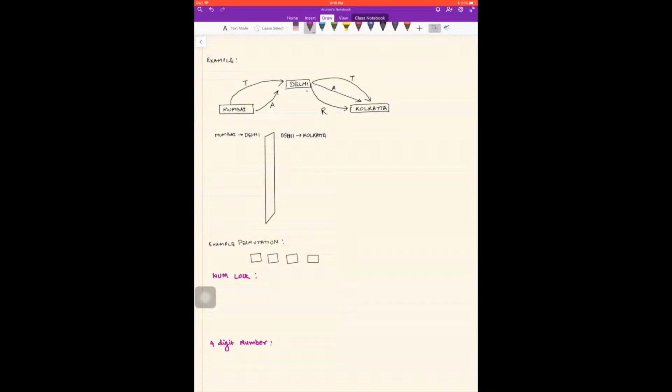In this example, you have to travel from Mumbai to Delhi and Delhi to Kolkata. As you can see, I have drawn a few arrows. This arrow states that from Mumbai to Delhi you can travel either by train or by airway.